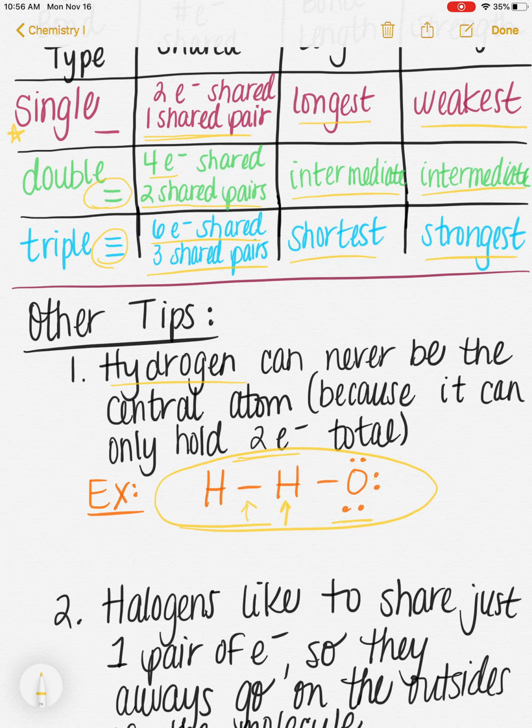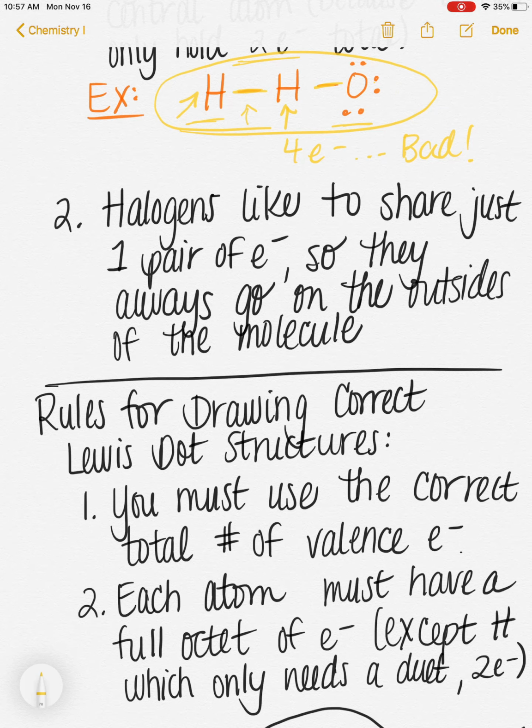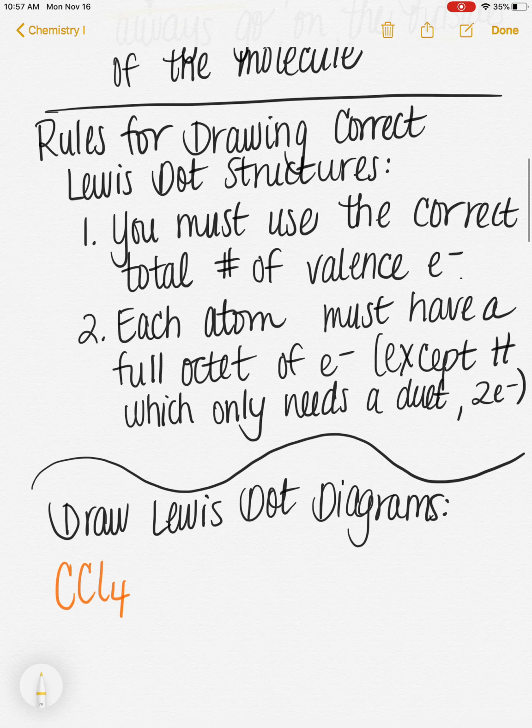Now, this hydrogen in the center, if we count, it has 2 electrons over here in this bond, and then a 3rd and a 4th electron in the other bond. That means it has 4 electrons total surrounding it, and that is bad because hydrogen can hold no more than 2 electrons. So you can only put hydrogen on the outside, like this hydrogen on the left. Halogens, remember those are group 17 elements: chlorine, fluorine, bromine, iodine, astatine. Halogens like to share just 1 pair of electrons, so they always go on the outside of the molecule.